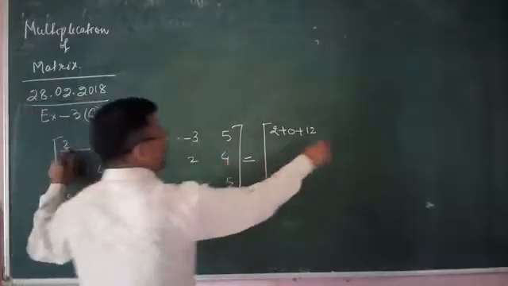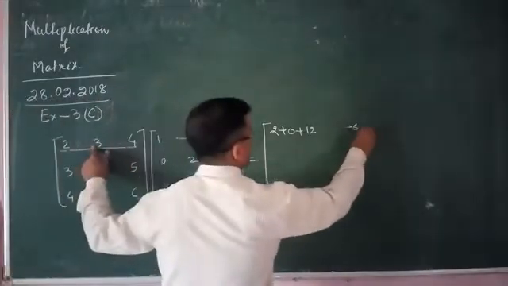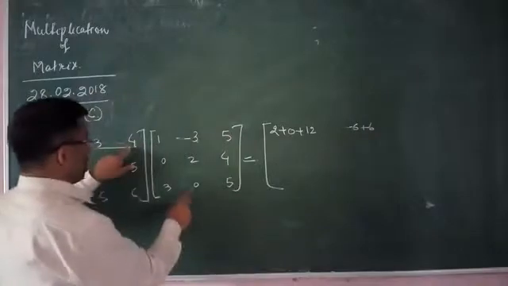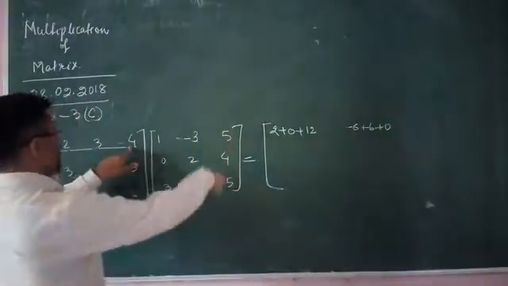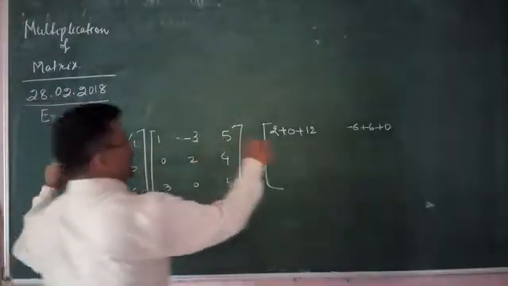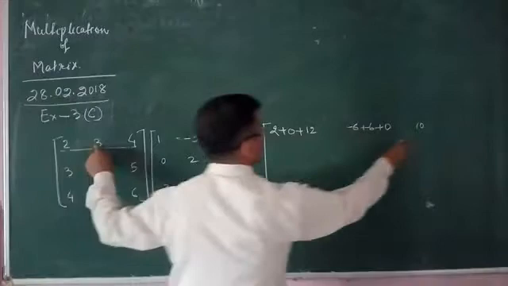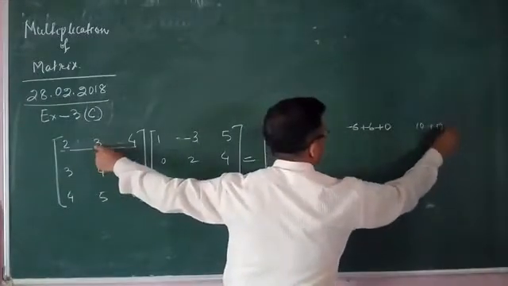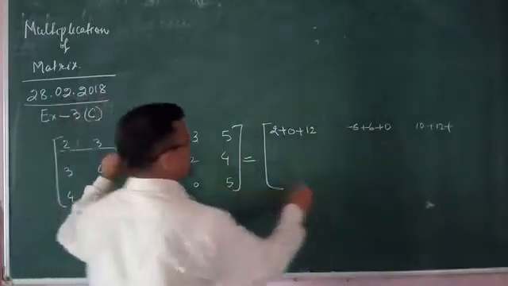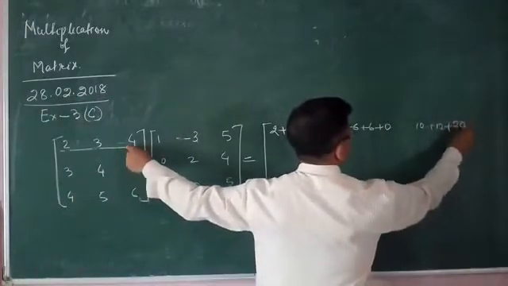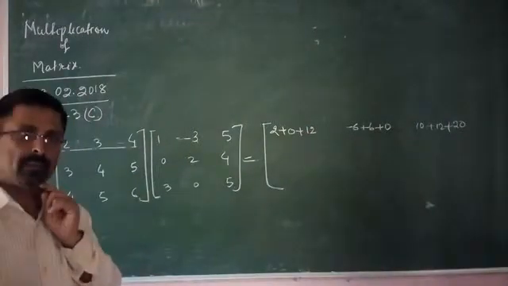So 2 threes are negative 6, 3 twos are plus 6, and then 4 zeros are 0. Now with the third column. 2 fives are 10, 3 fours are 12, plus 4 fives are 20. Done. Now the first row is completed. By doing so, you have completed your first row.